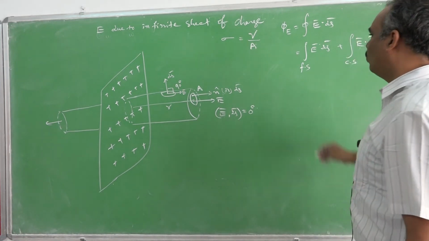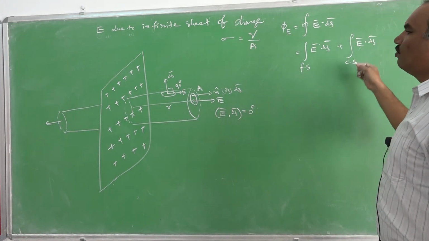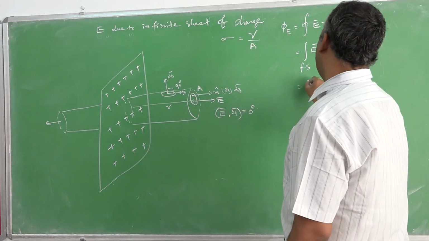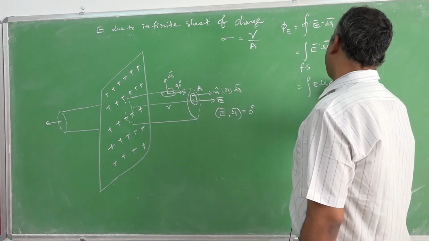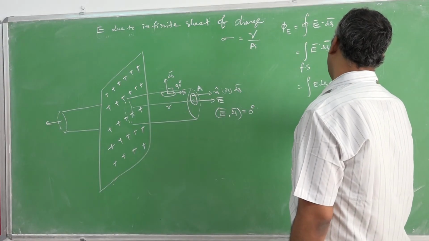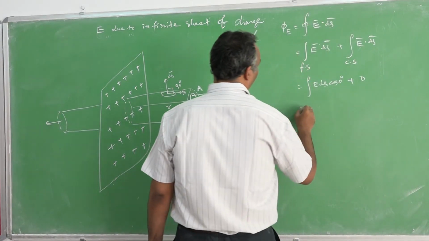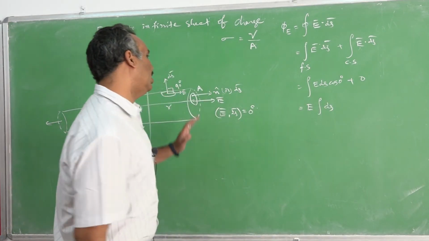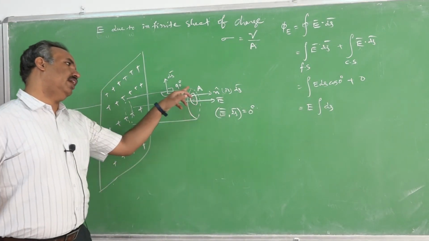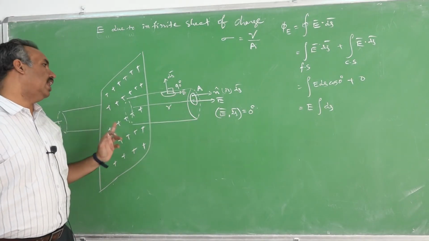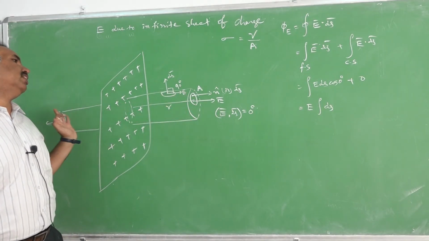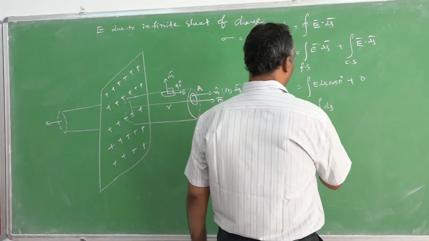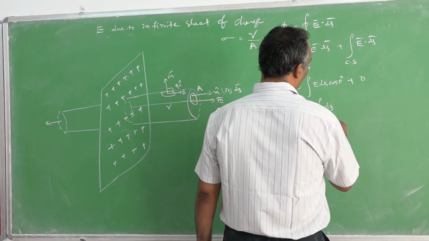Through the flat surface only the flux is passing. Through the curved surface it is not going because E ds cos 90 is 0. So you are left with E ds cos 0 degrees plus 0. At a fixed distance E value is fixed, so E integral ds. Here I need to consider the area of the flat surface. As it is a non-conducting sheet, charge is residing on both sides, so flux is going on both sides. As the area of cross section is A, the total area through which flux is moving is 2A.